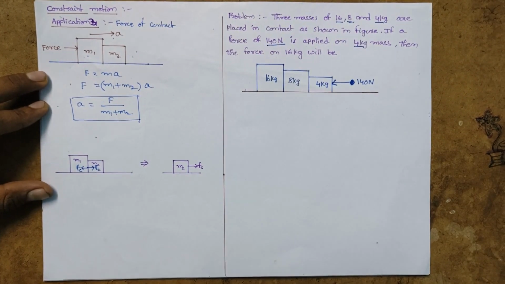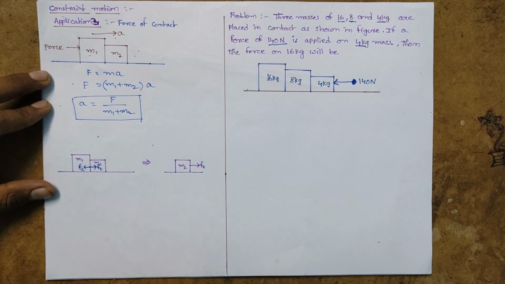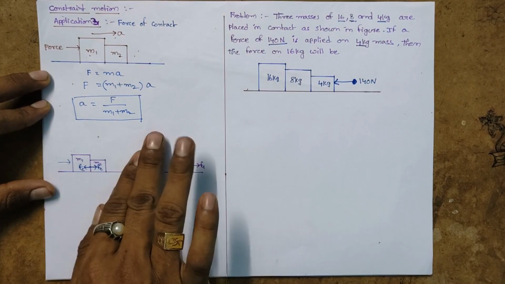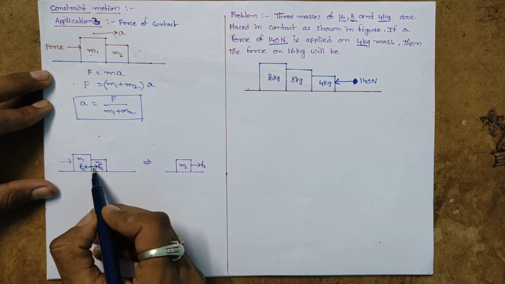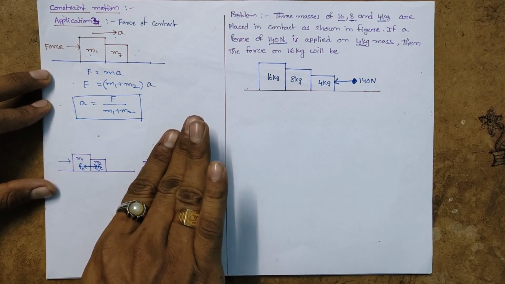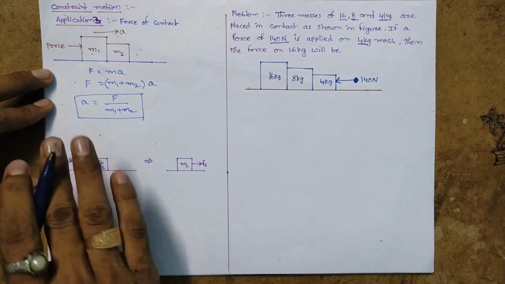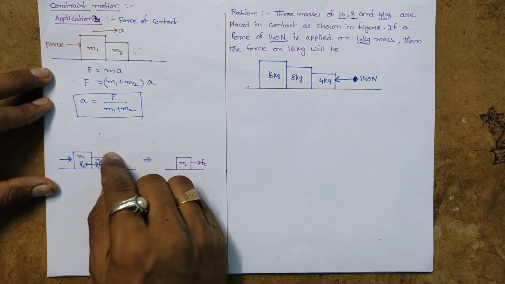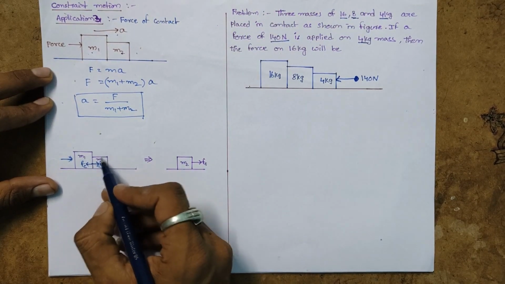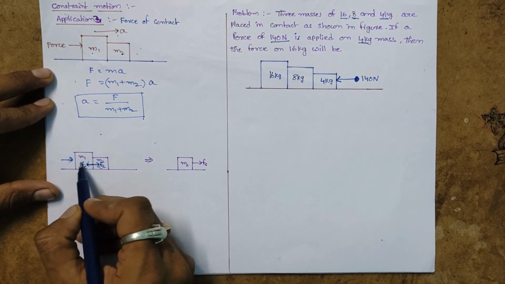Now look at the second diagram. Whenever a force is acting on the mass m1 in this direction, the first body pushes the second body in this direction, isn't it? So here Fc means contact force. That means the m1 body pushes the m2 body with some contact force Fc along the direction of the force. At the same time the m2 body has some mass, isn't it?